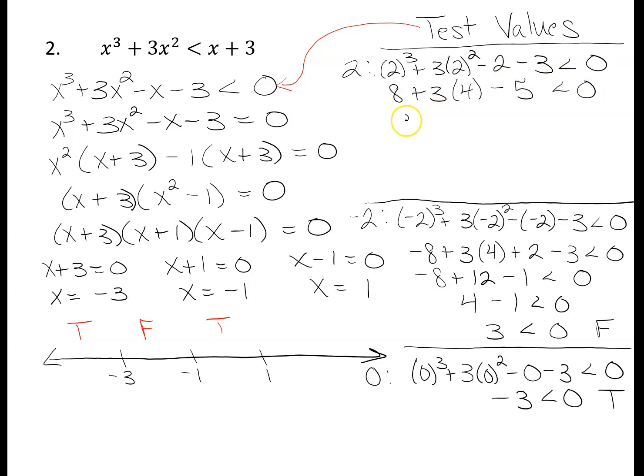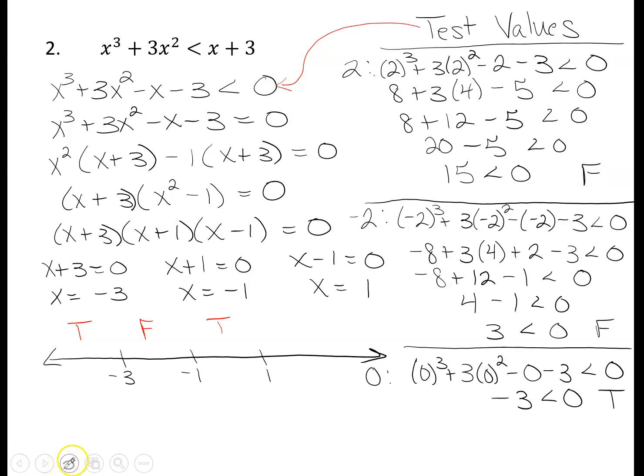So now I've got 8 plus 12 minus 5. That's 20 minus 5, 15. So it says 15 is less than 0, and that is false. Okay, so last interval false.